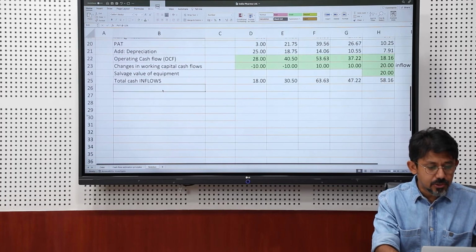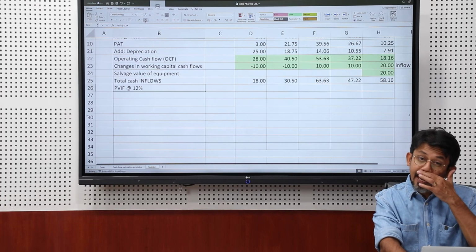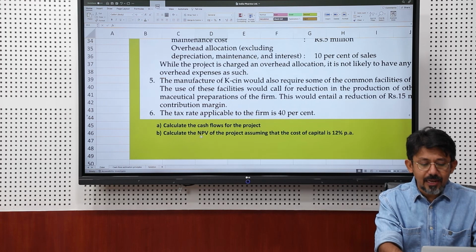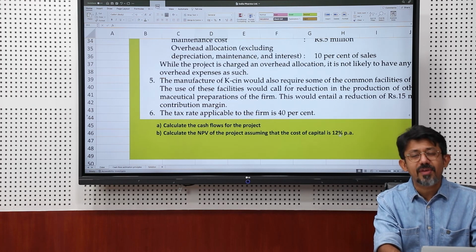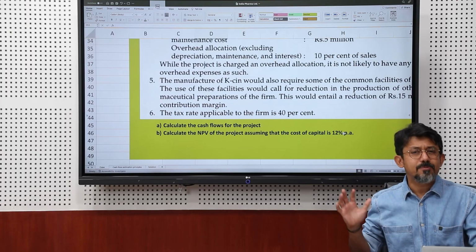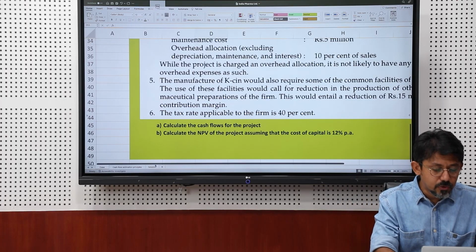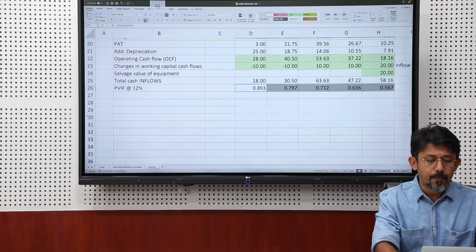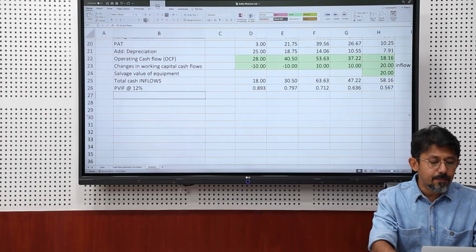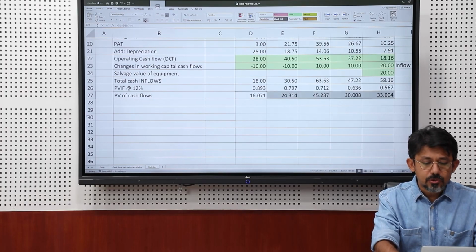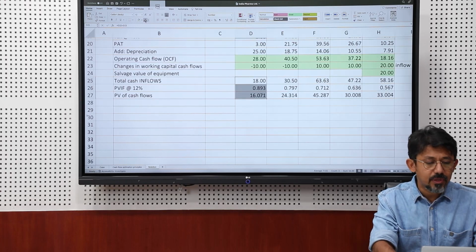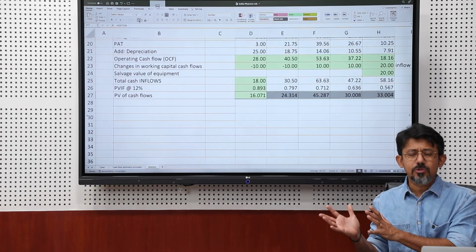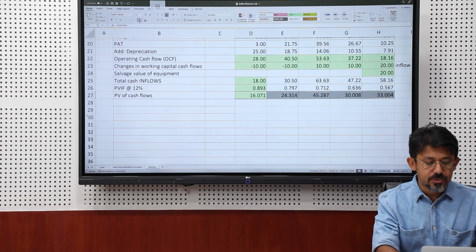So, the NPV calculation looks like this. I have said PVIF at 12%, that is an assumed rate over here, because you are told to calculate the NPV of the project assuming that the cost of capital is 12%. So, your minimum expectation of return is 12%. I use a PVIF of 12%, you know the formula by now, 1 upon 1 plus r raised to n, multiply that and we get the present value. So, 18 multiplied by 0.893 gives me 16.01, and then I add all of these cash flows to come to the total present value as in year 0, right.